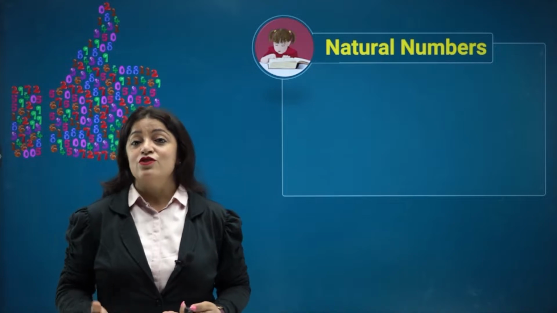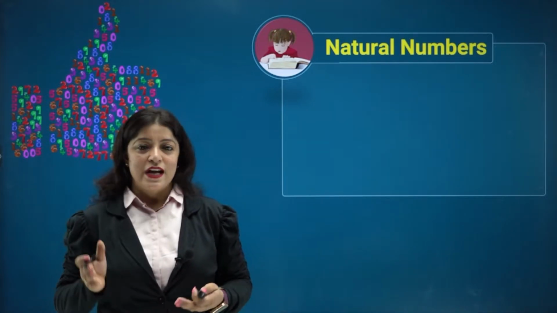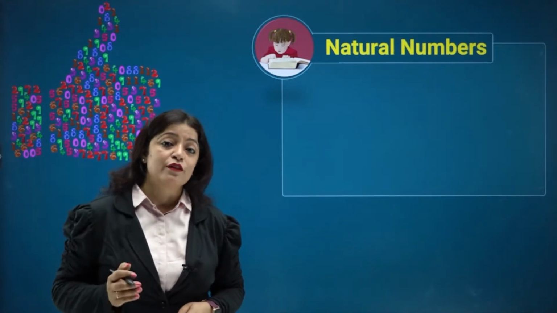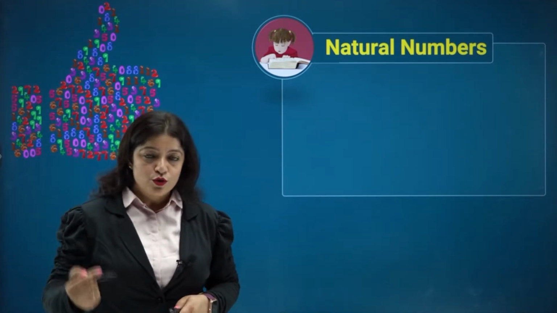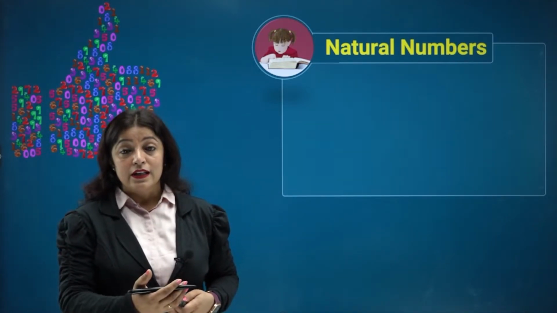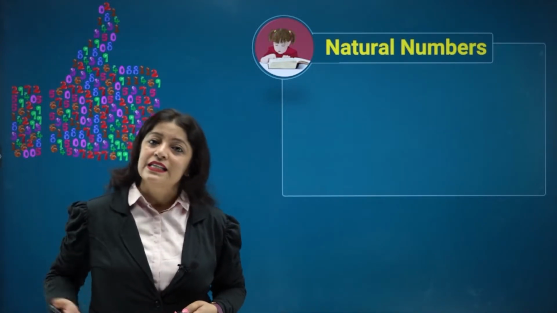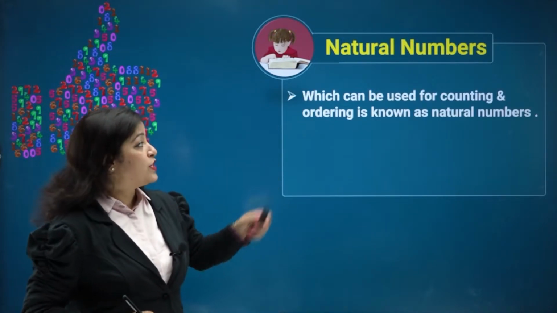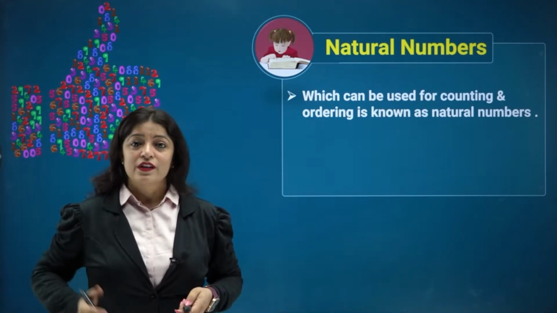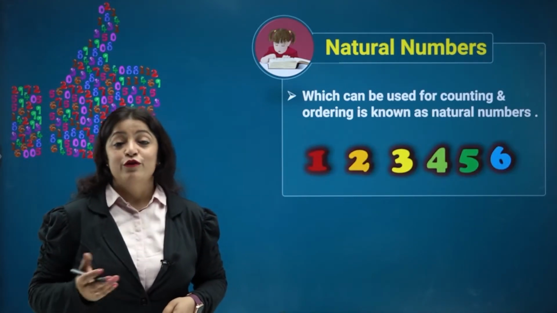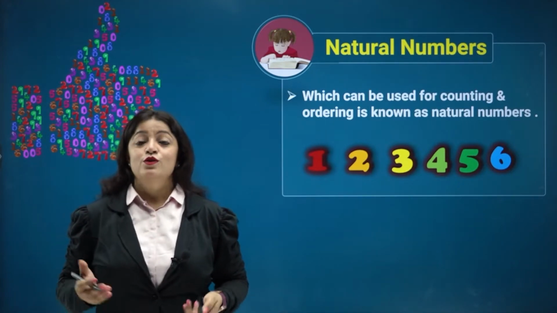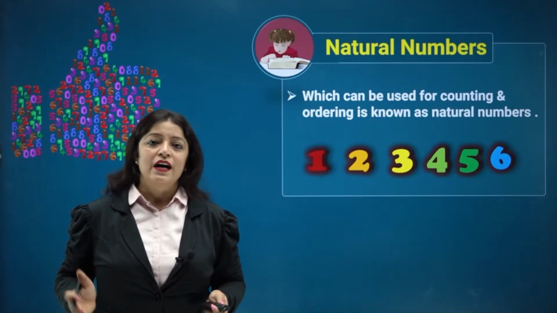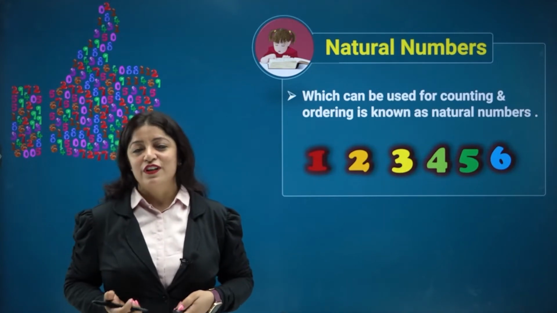Obviously, next is the natural numbers. Now, what do you understand by natural numbers? Now, as you see, if you count any numbers, the counting will start from the number 1, right? So 1, 2, 3, 4, they all are the numbers in which you can start counting, and these counting numbers are only called natural numbers. So we can say the numbers which can be used for counting and ordering are known as natural numbers. For example, the numbers starting from 1. So in general, if we want to define a natural number, we can say it is a collection of numbers which starts from 1 and continues till infinity.